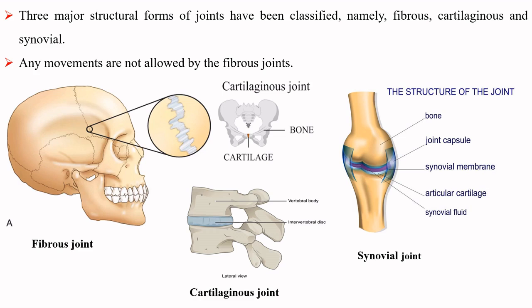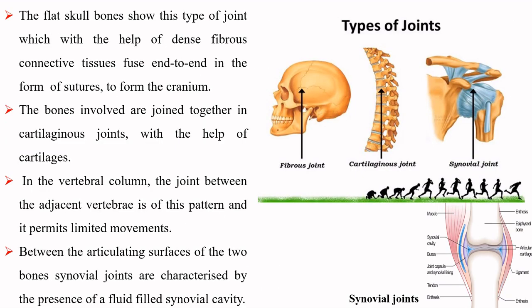Any movements are not allowed by the fibrous joints. The flat skull bones show this type of joint which with the help of dense fibrous connective tissue fuse end to end in the form of sutures to form the cranium. The bones involved are joined together in cartilaginous joints with the help of cartilages. In the vertebral column, the joint between the adjacent vertebrae is of this pattern and it permits limited movements.